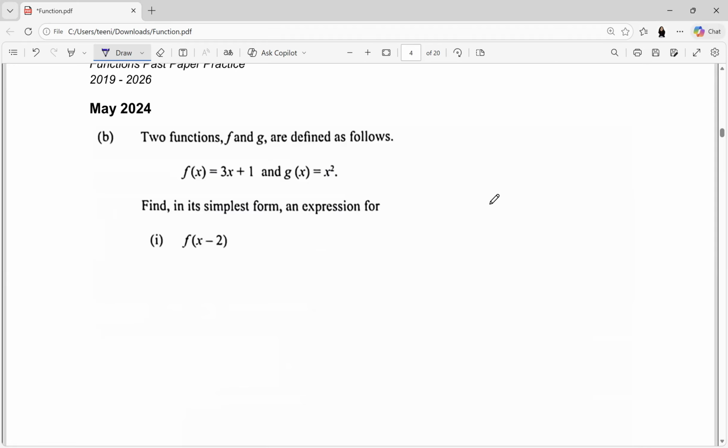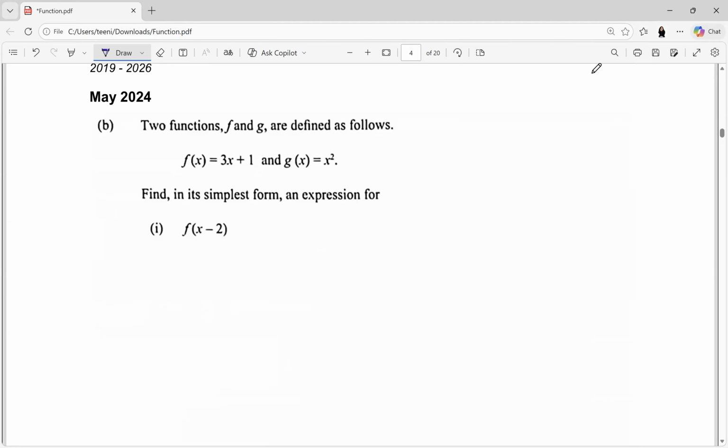We're going on to question 2, 2024 here. Two functions f and g are defined as follows. F of x is 3x plus 1 and g of x is x squared. So find, in its simplest form, an expression for f of x minus 2.